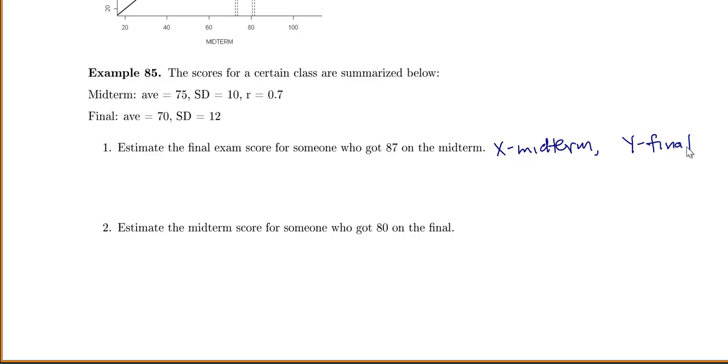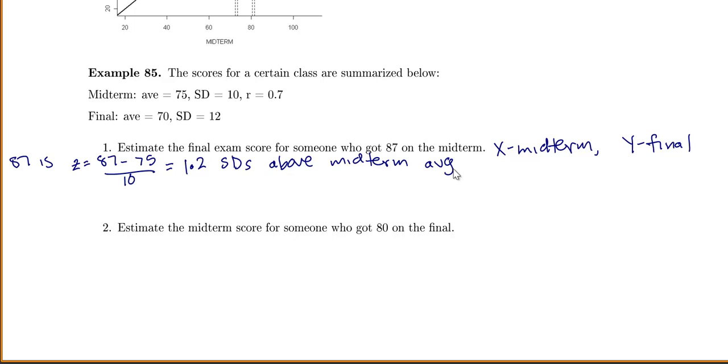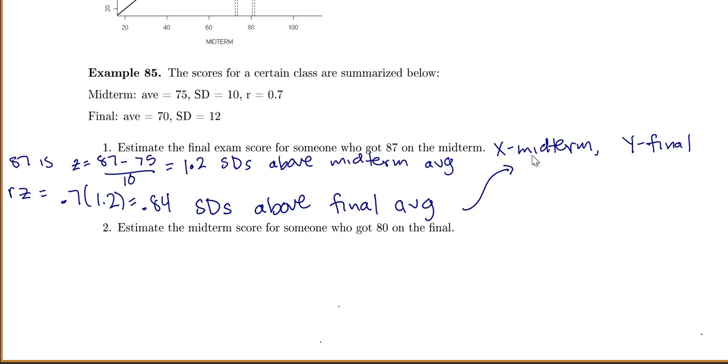And we're going to do the exact same steps we've been doing. So if they got 87 on the midterm, 87 is, let's see, 87 minus our average for the midterm is 75, over standard deviation for the midterm is 10. So 1.2 standard deviations above the midterm average. Now let's times that by our correlation. So r times z, r is 0.7, times our 1.2, which is 0.84. So we need to be 0.84 standard deviations above the final average. So my final average was 70, and I want to be 0.84 standard deviations above it. So 0.84 times the standard deviation for my final is 12. So this is 80.08.